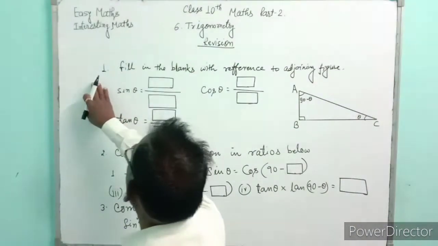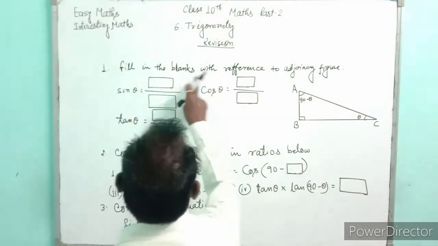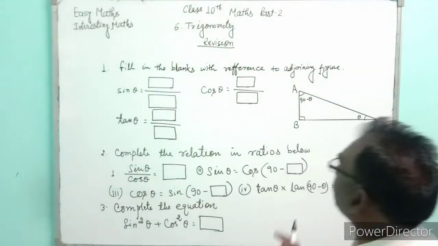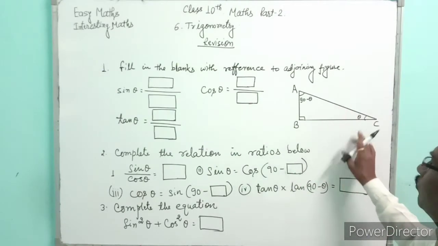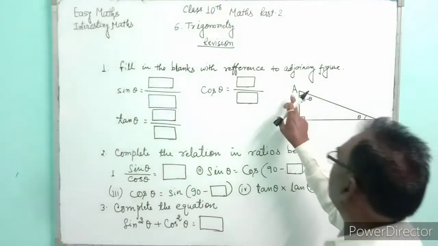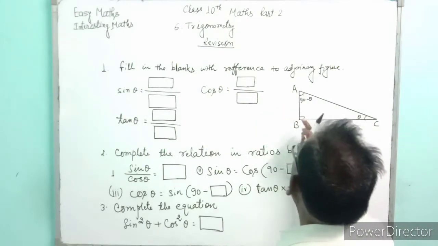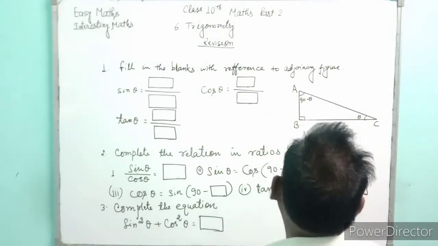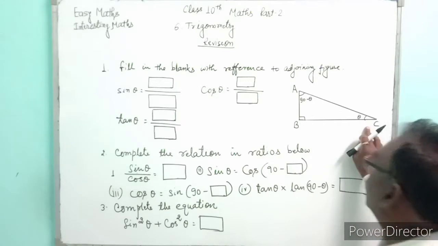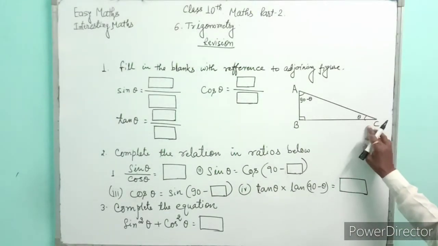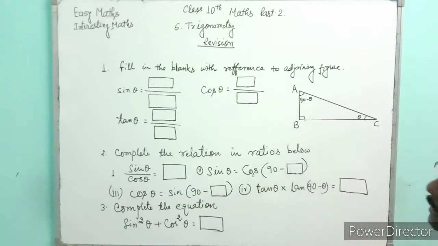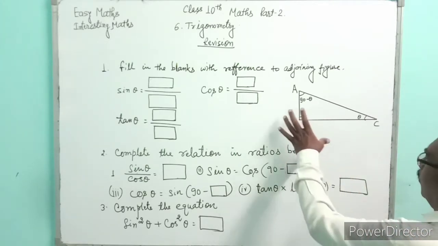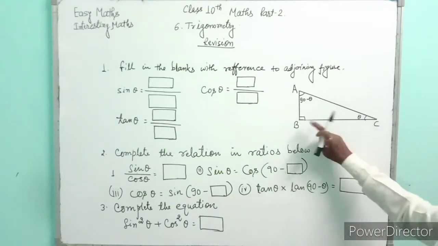Question number 1 is fill in the blanks with reference to the new figure. This is a figure. This is a right angle triangle. In this right angle triangle ABC, B is a right angle, the measure of angle C is theta and angle A is equal to 90 minus theta. But why?